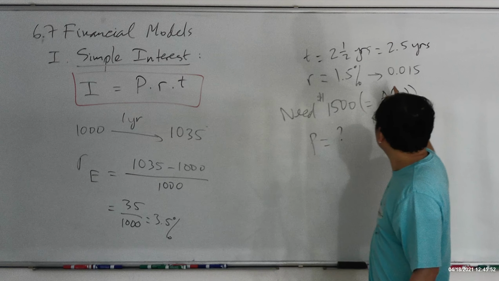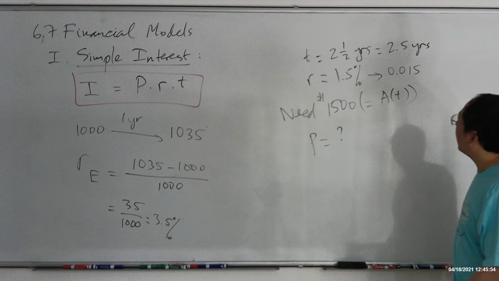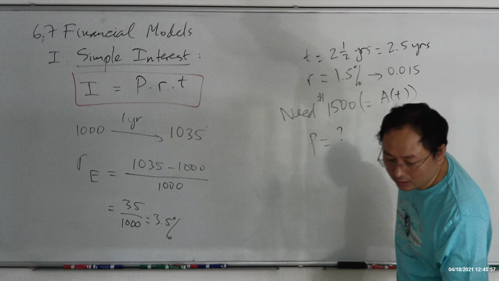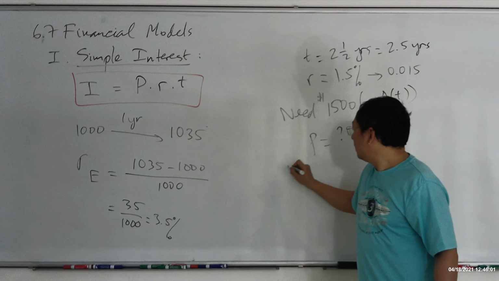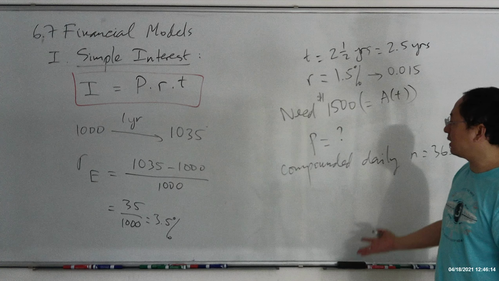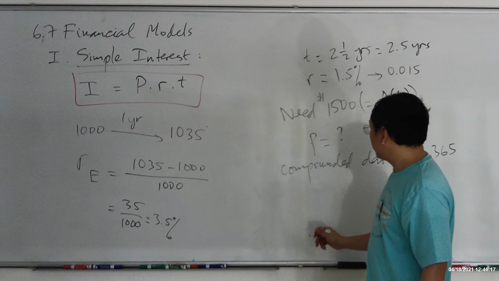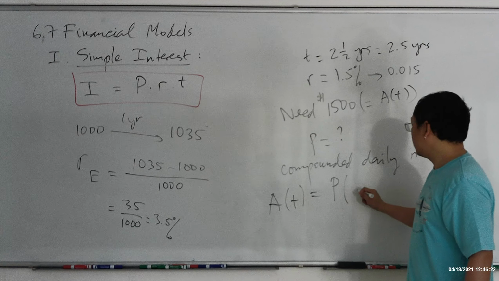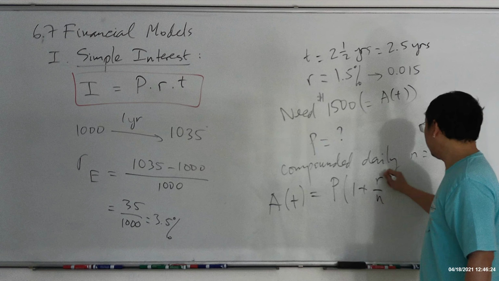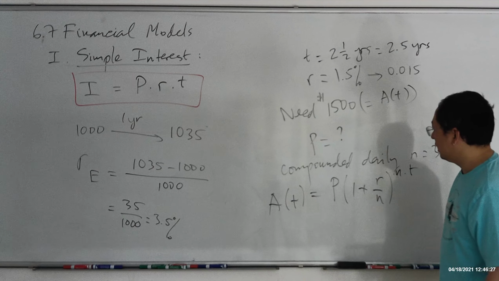Plug into the formula. You have to look for one thing: how is the money compounded? It's compounded daily. This is a method of investment. It means N is equal to 365. So we're going to use the compound interest formula. We know that A_T is equal to P times 1 plus R over N, raised to the power of N times T.